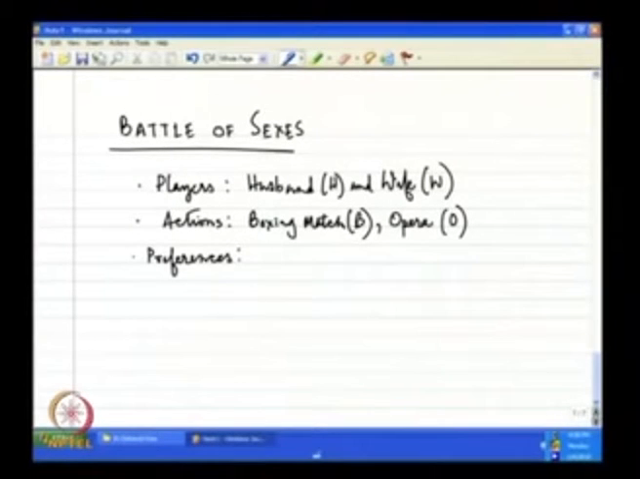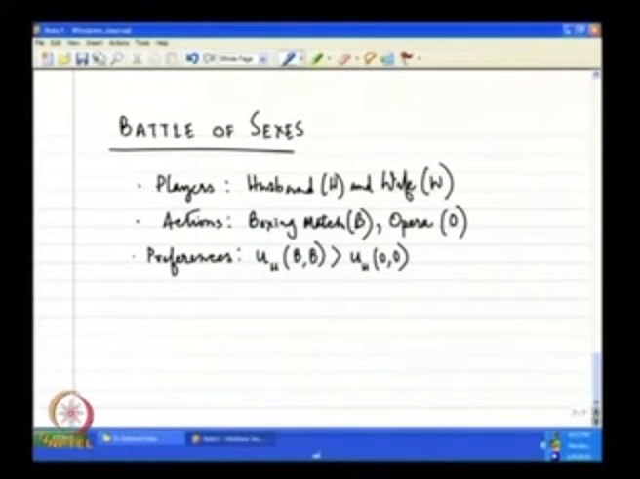And so BB, where both of them are taking the action B, that is both of them are going to the boxing match, is preferred by the husband to the outcome where both of them are going to the opera house. So I can write this U H, that is the preference of the husband, is that BB is strictly greater than OO. That is very clear. What about the other outcomes where husband is choosing B and the wife is choosing O, or vice versa, husband is choosing O and the wife is choosing B?